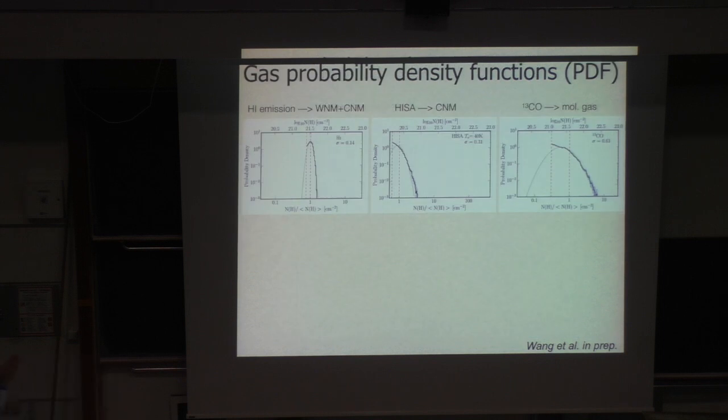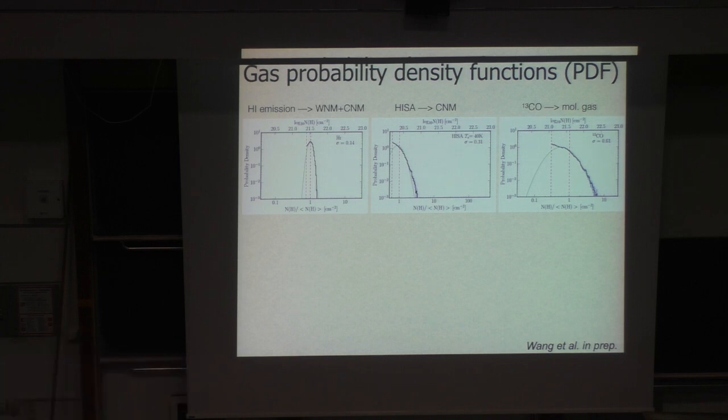So the left panel, it's always normalized column density and the probability density. The left panel is derived from the emission data, so this is a mixture of warm neutral medium and cold neutral medium. The middle panel is done from the HISA, so this is just the CNM. And the right panel is the molecular gas. What I plot here is always the sigma, that's the width of the log-normal. And one sees that from the warm neutral medium, 0.14, cold, 0.3, to molecular gas, the width of the PDF increases.